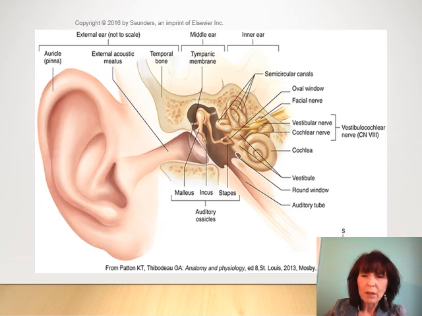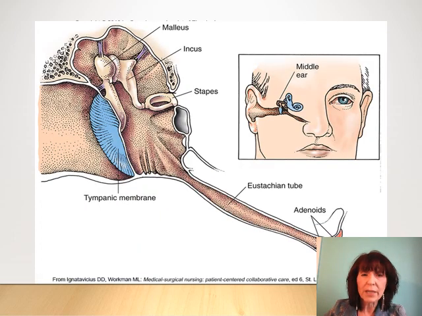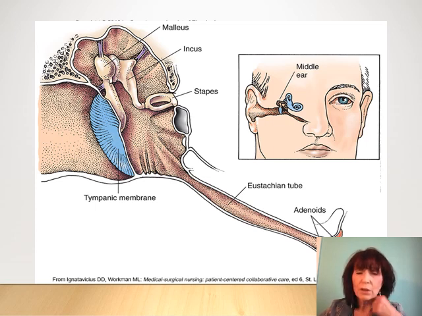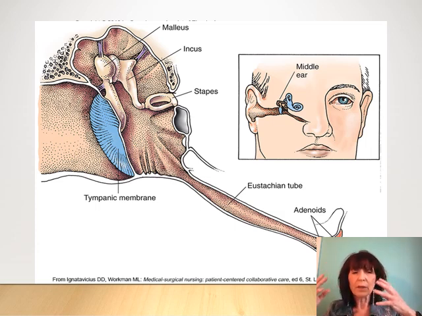So let's talk about age-related changes. Oh, here's another picture. Sorry, I did want to put this in here so you could see your eustachian tube. And that goes right down into the throat. So we're really all connected, our eyes, nose, throat. It's all pretty well connected there.